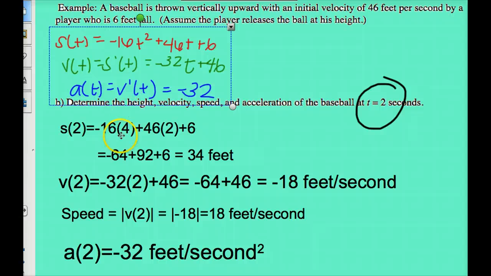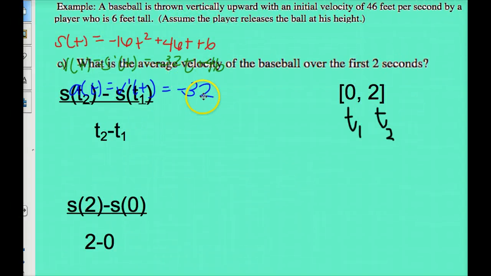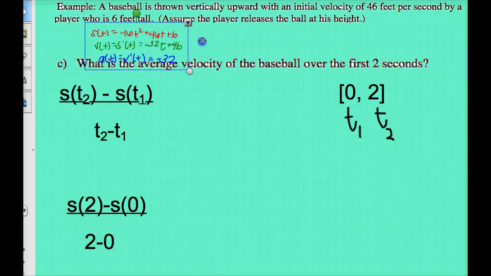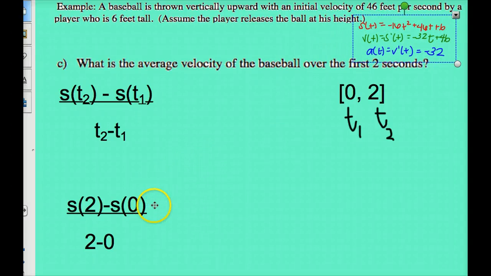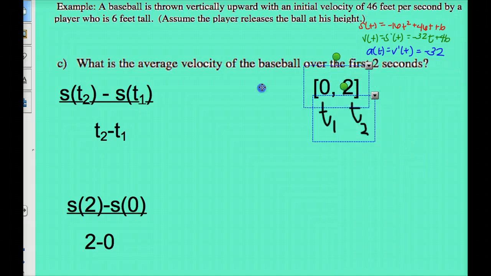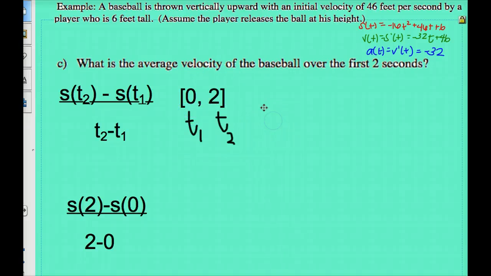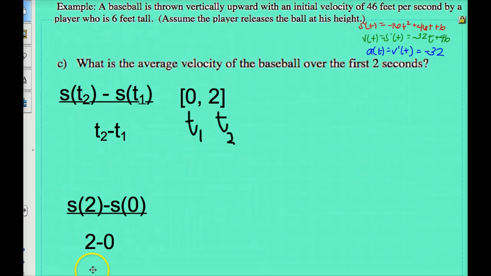Exactly, it's right over here. So I'm going to copy and paste this again. Now I'm going to plug into this s of t equation that we have, and I'm going to put it right here so we can still see it. Let me move this over just so we have some room. I'm going to find s of 2, which we found earlier. s of 2 is equal to 34 feet.